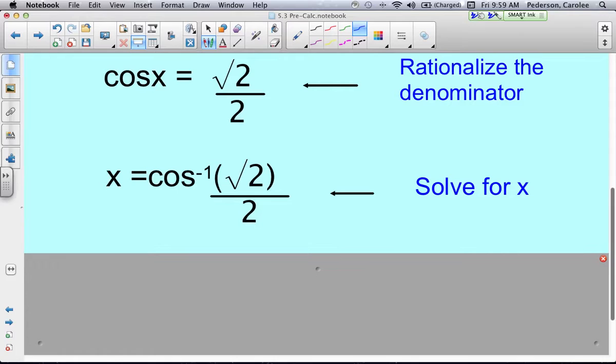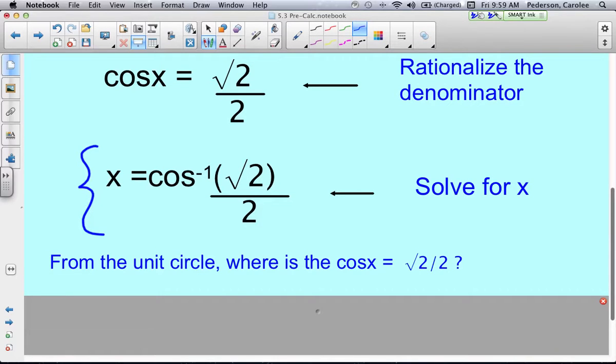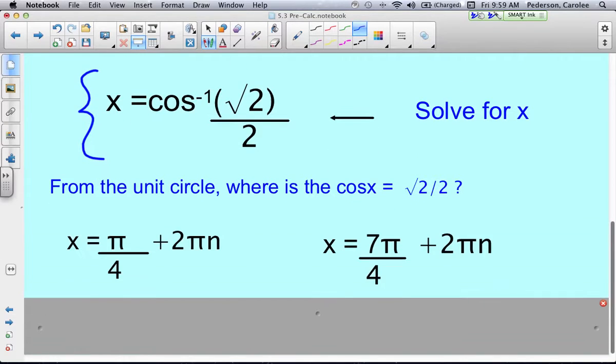So you don't need to write this step down every time. This is just identifying that it's inverse trig. So where on the unit circle do you get the cosine of x equaling square root of 2 over 2? Pi over 4 and 7 pi over 4. And then if you're talking no restriction on its domain, then you would add in that plus 2 pi n to the end. So you're understanding that there are more solutions than just that first revolution.